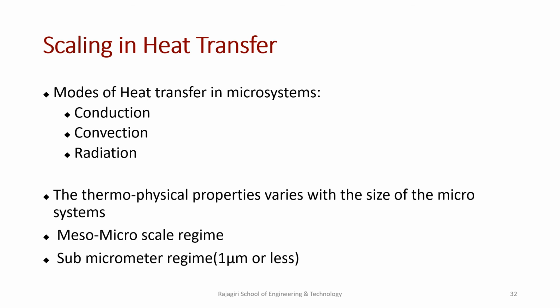Heat transfer is an essential part of the design of many microsystems. For most cases, heat transmission in microsystems is in the modes of conduction and convection. In some special cases, heat is also transferred by radiation. Here we will take an overview of the scaling of heat transmission using conduction and convection. The scaling laws are available in two regimes, one being in the meso and micro scale, and the other is the submicrometer regime, that is 1 micrometer or lesser dimensions.